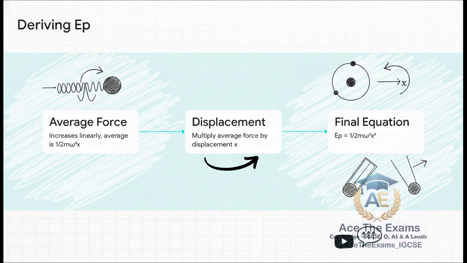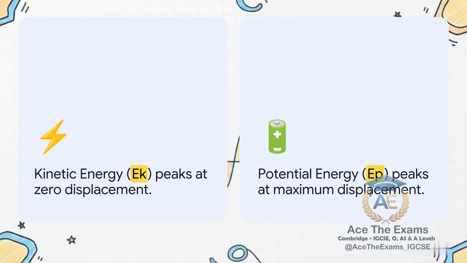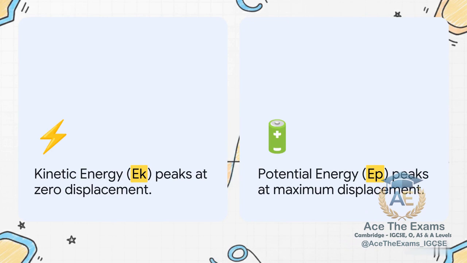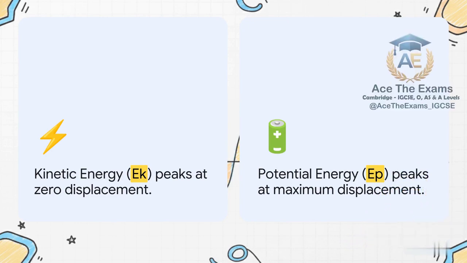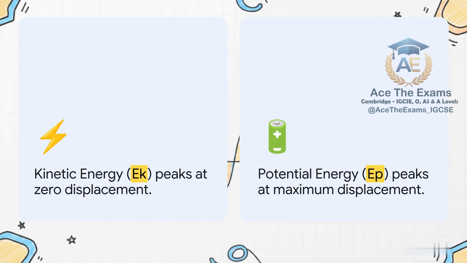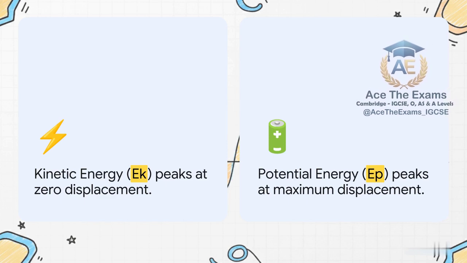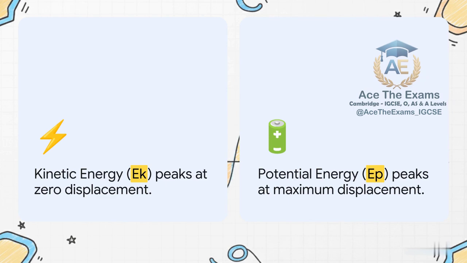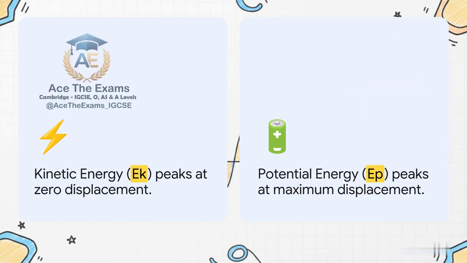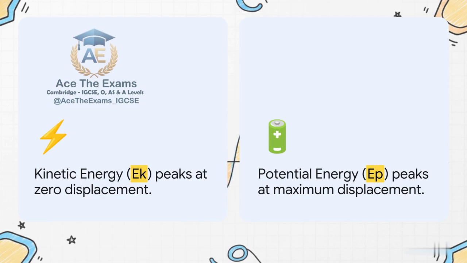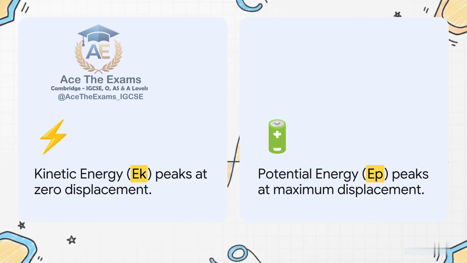Let's put these two energies side by side and do some real analysis. Think of them as a cosmic seesaw. Kinetic energy peaks at 0 displacement. That's right in the middle, at equilibrium, where the mass is tearing through space at its absolute maximum velocity. Potential energy, on the other hand, peaks at maximum displacement, which we call the amplitude. This is the exact moment the particle briefly freezes and stops before reversing its direction.